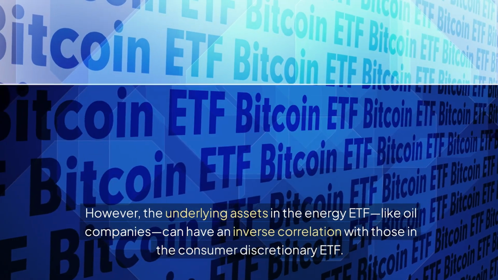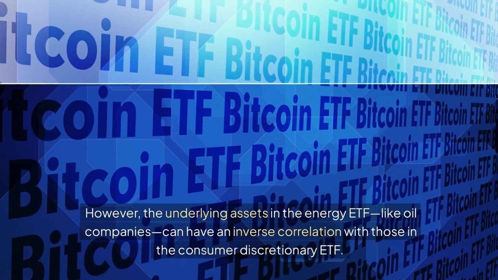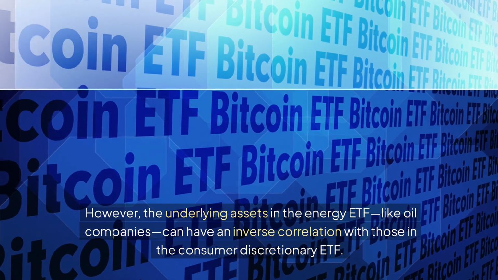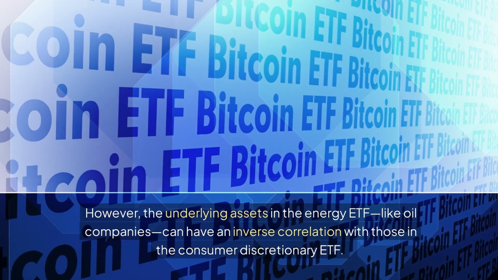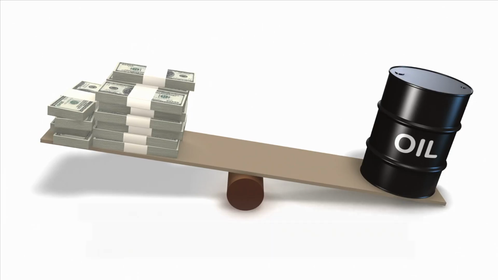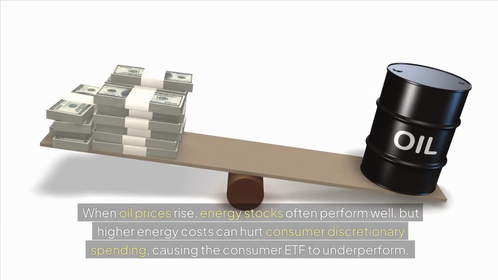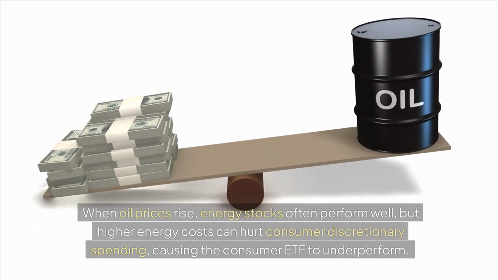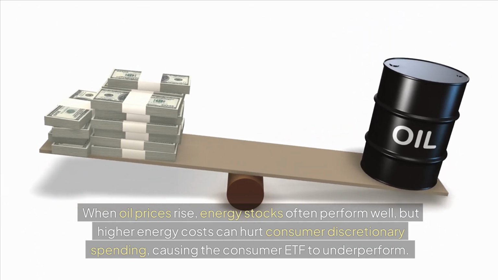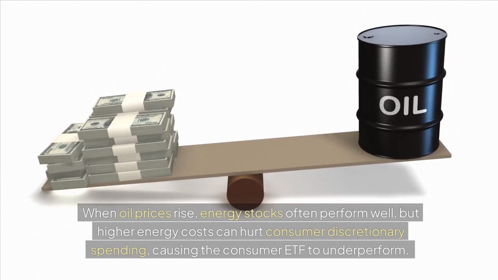However, the underlying assets in the energy ETF, like oil companies, can have an inverse correlation with those in the consumer discretionary ETF. When oil prices rise, energy stocks often perform well, but higher energy costs can hurt consumer discretionary spending, causing the consumer ETF to underperform.